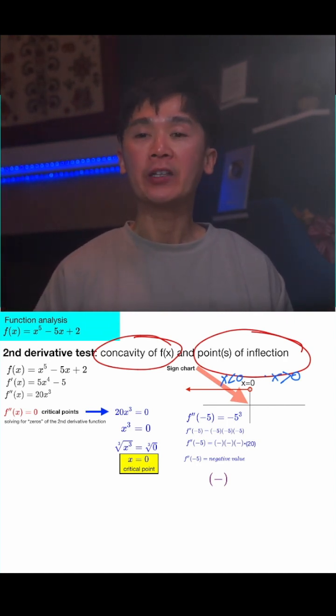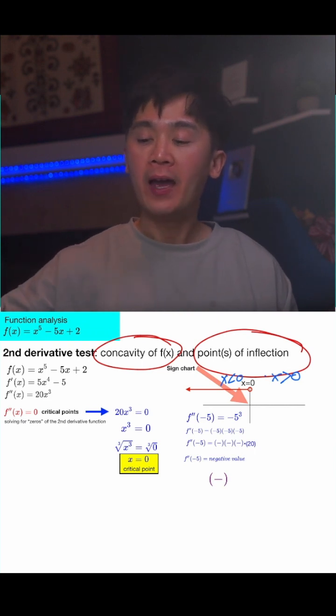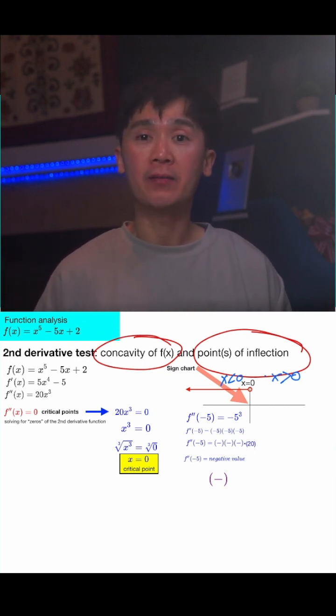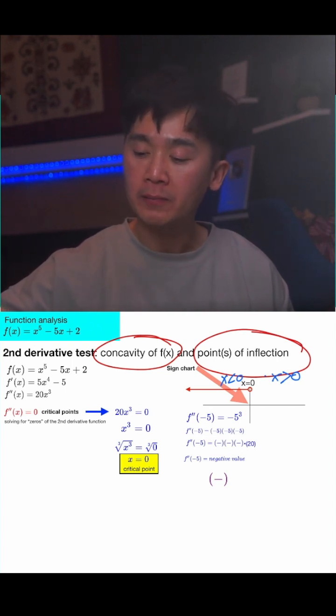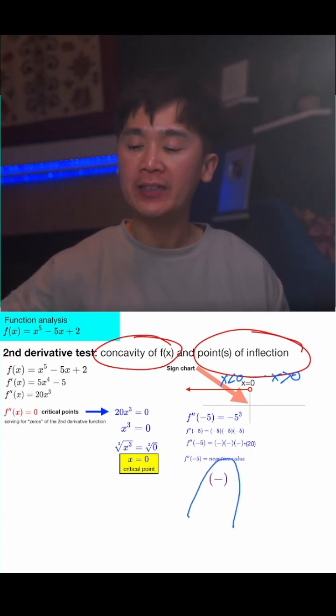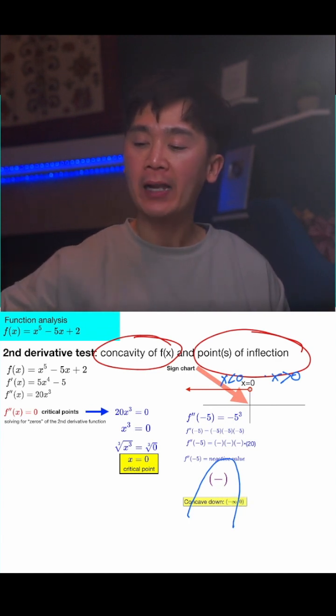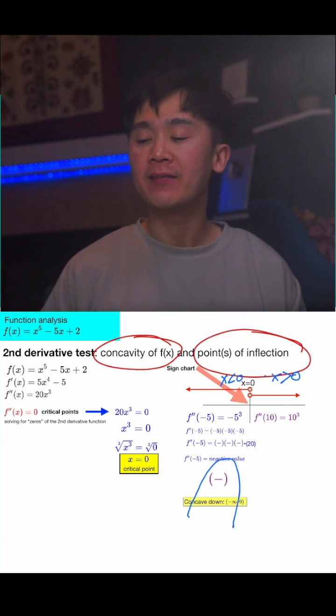we'll plug in a value for x that is greater than 0. So here we know that the sign of our second derivative on the first interval is negative. So this means that the concavity of this function is concave downwards, sad face for a negative value. And for the positive value, by plugging in, let's choose 10 this time.